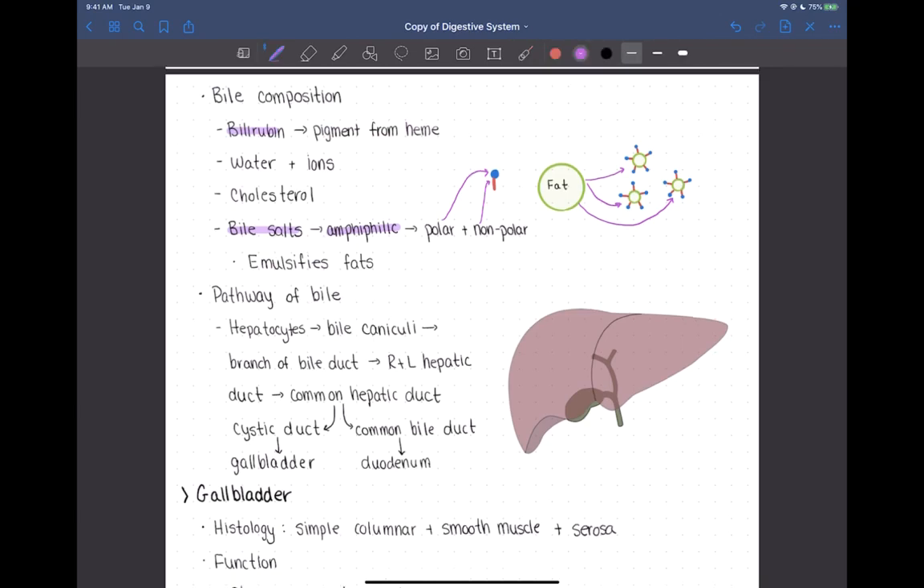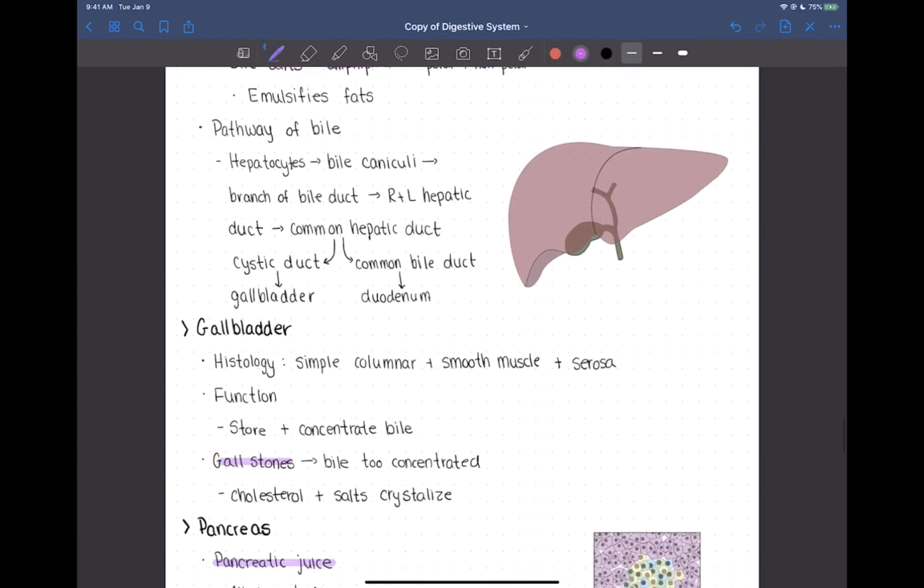So these smaller droplets are much easier for the enzymes to work with as well. Okay, so let's talk about the pathway of bile. Once it's made, what path does it take?